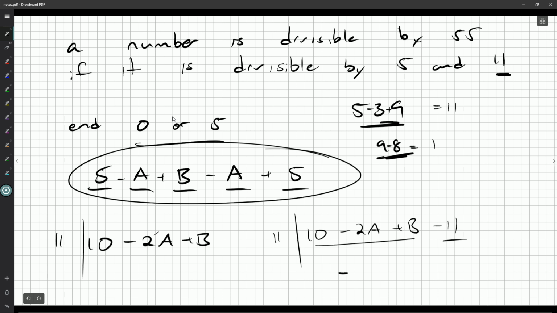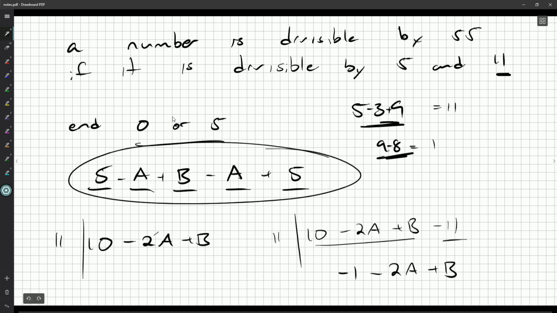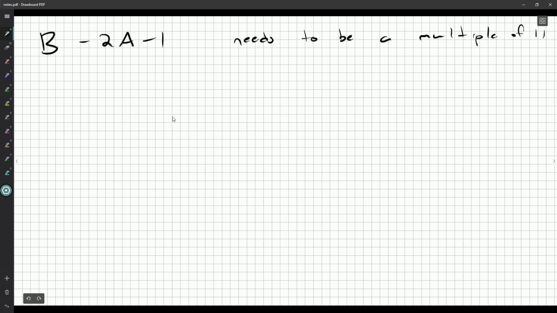So the reason I do that is to change this 10 into a minus 1, because I think this is going to be a little nicer to work with. So B minus 2A minus 1 needs to be a multiple of 11. And as long as I can pick B's and A's that do this, I will get multiples of 11. And since I've got those 5's at the end, I will have multiples of 55.